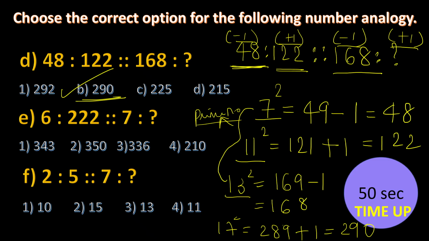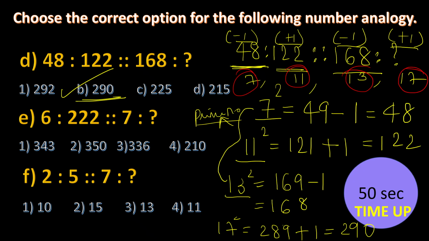Because after 7, 8 should have come, then 9 should have come, then 10 should have come, if this logic they have applied. But they have also applied the logic of prime numbers. Because after 7, you will get 11. 7, then you have 11, then you have 13. So next prime number will be 17. Understanding, right? 7, 11, 13, 17 is the next prime number.